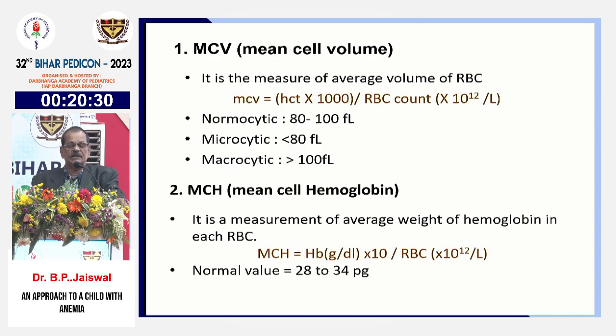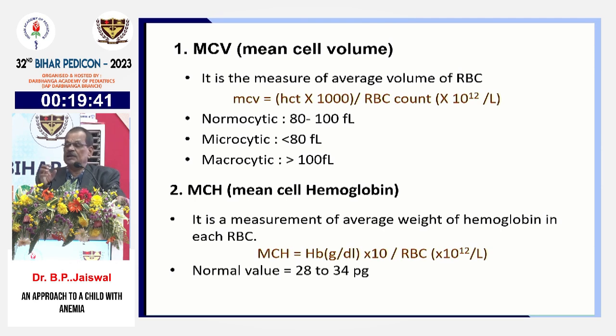Now, MCV is the mean corpuscular volume, not mean cell volume. Mind you, it is the measure of the average volume of RBC. You can calculate it very simply: MCV is equal to hematocrit into 1000 divided by RBC count in 10 to the power 12 per liter. Normocytic, macrocytic, microcytic. You may remember, if you feel comfortable, that macrocytic is more than 100 femtoliters; if it is more than that we call it macrocytic, normocytic is 80 to 100, and if MCV is less than 80 we will say it is microcytic.